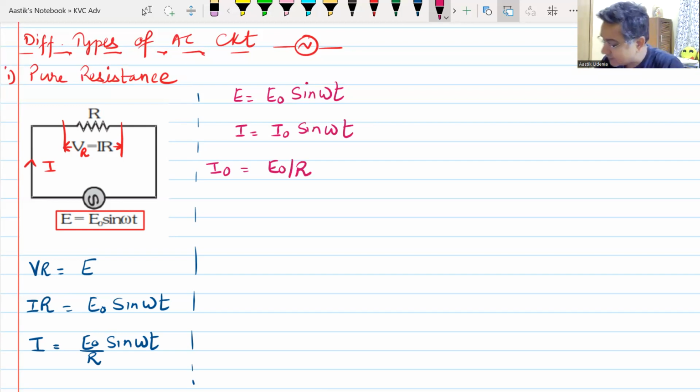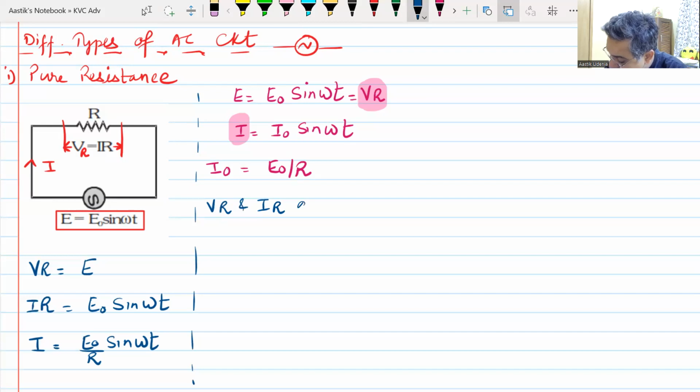Now, this E is actually the potential drop across the resistor R. From here, what do we see? We will look at this VR and this current which is flowing in the circuit. This voltage across the resistor and current across the resistor are in the same phase. That is an important thing that you must remember. VR and IR are in the same phase. Do we understand this?